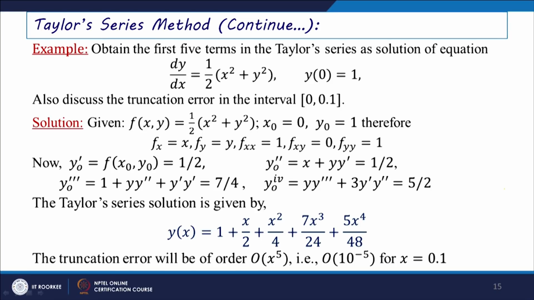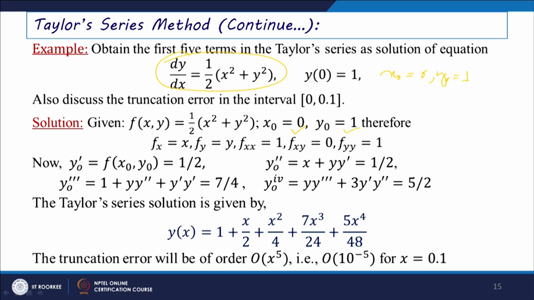The question is to obtain the first 5 terms in the Taylor series as a solution of the equation dy by dx equals half into (x square plus y square), where y0 equals 1. So we can write x0 equals 0 and y0 equals 1. The equation is f of x, y equals half into (x square plus y square), with x0 equals 0 and y0 equals 1.